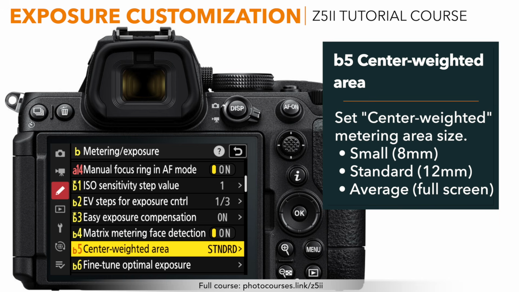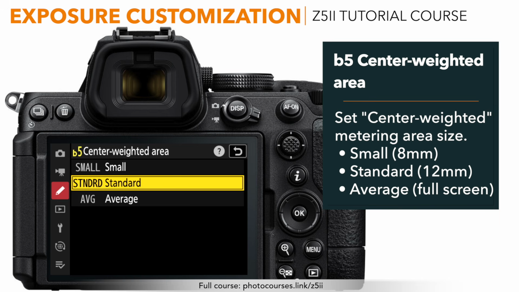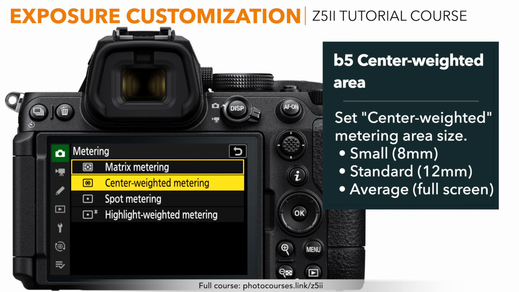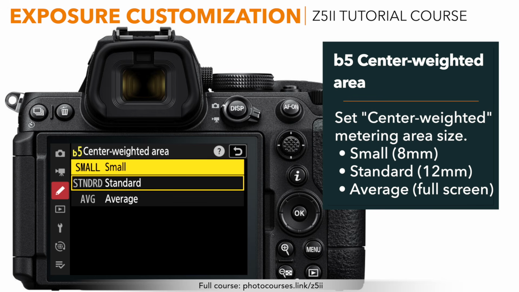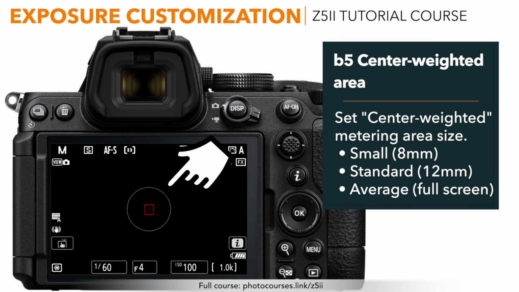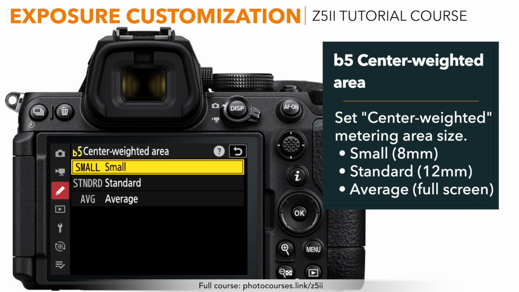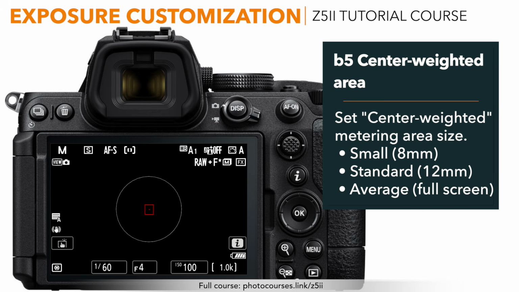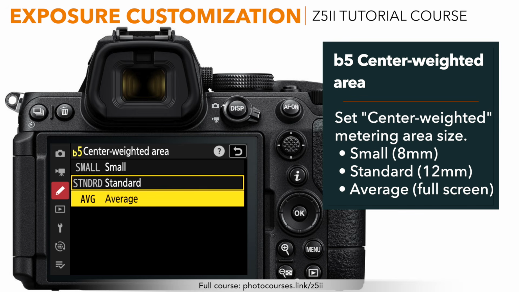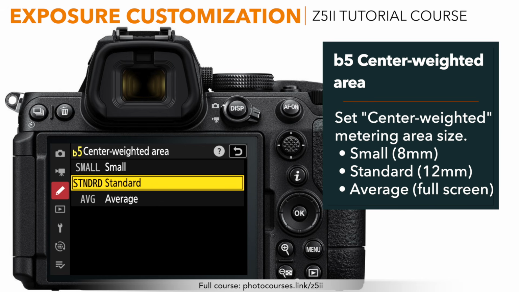In center weighted area, you will choose the size of the center weighted priority area when center weighted is set for the metering mode. If you set it to small, that center weighted area is going to be approximately a quarter width of the screen. Standard is going to be a little bit larger, about 1/3 of the width of the screen. And then average is going to effectively turn off the center weighted area and instead use a basic average of the entire screen for metering. I prefer standard here to have a more usable, a larger center weighted option.